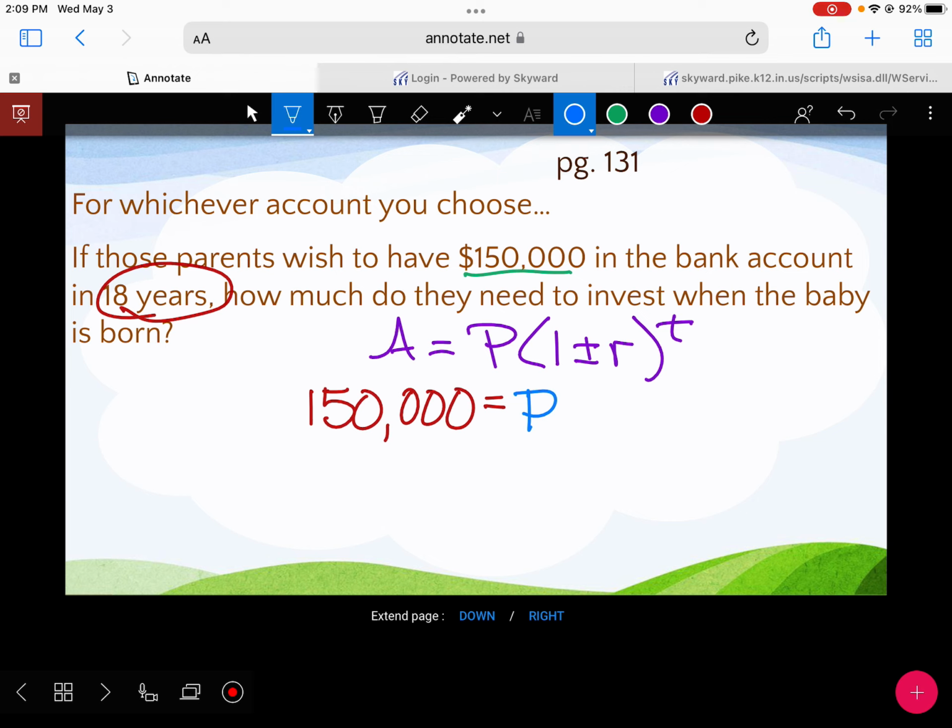Do we want to choose this as the yearly compounding or the monthly? Which would be easier to figure out, probably? The yearly, right? So let's do the yearly. So that's 1.06, because they were both 6%, right? And to the T power, how long were we putting this in the bank? 18 years.